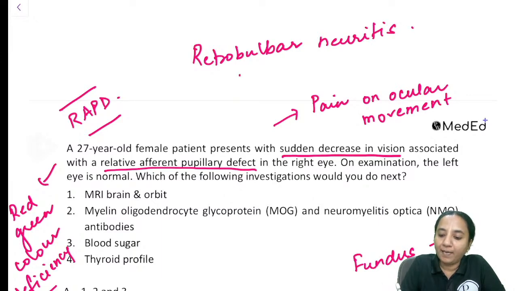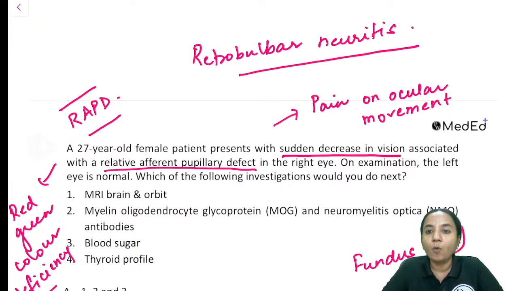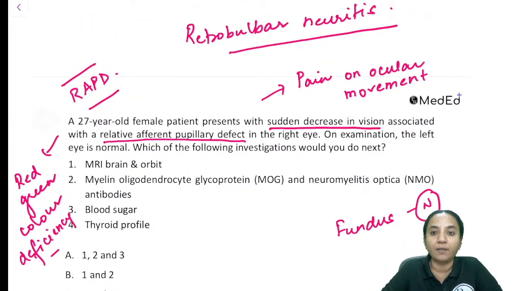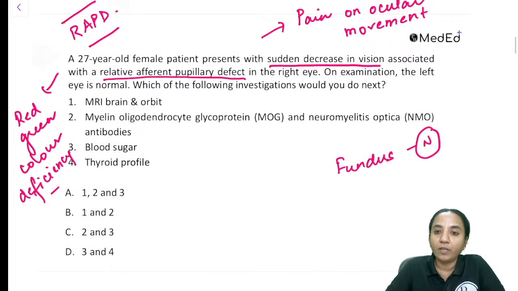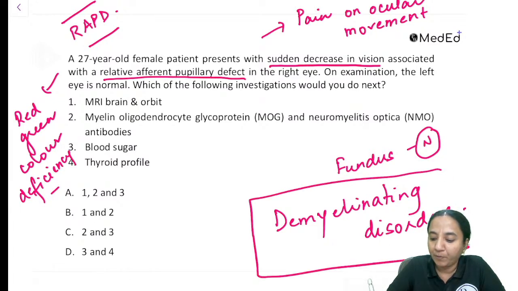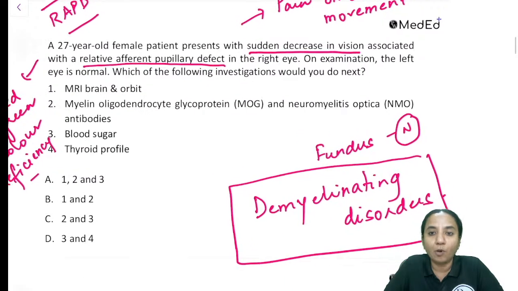Now, when you get this RBN, one of the very important causes that we have to remember about optic neuritis or retrobulbar neuritis is demyelinating disorders. So once you have confirmed the diagnosis of optic neuritis, then we have to keep the possibility of demyelinating disorders in mind. The two important demyelinating disorders that we have to consider are multiple sclerosis and neuromyelitis optica.